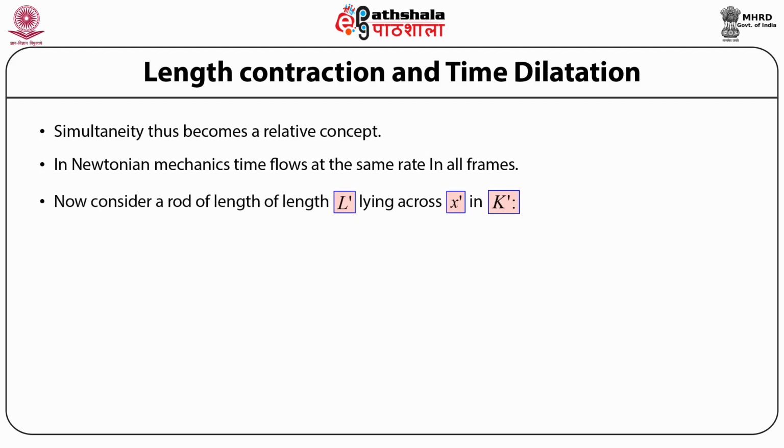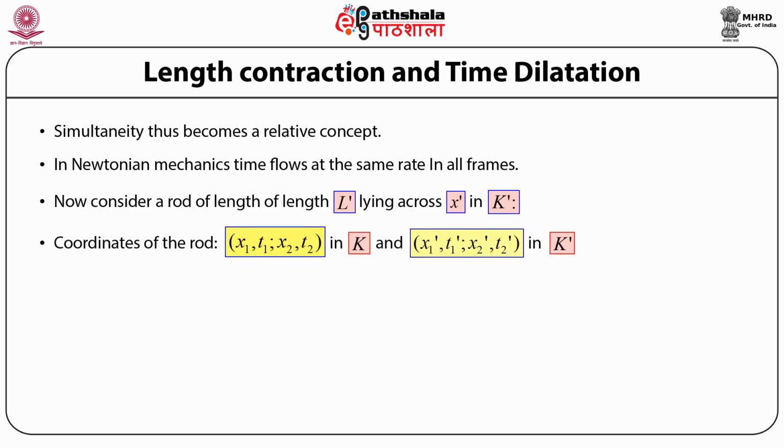So let us consider the length of the rod as being L prime lying across the x prime coordinate axis in the K prime frame of reference. Now the coordinates of the rod in the K frame of reference are given by x1, t1, that is the initial point, and x2, t2, that is the final point. In the K prime frame of reference, these two ends of the rod are defined by the coordinates x1 prime, t1 prime for the initial end, and x2 prime and t2 prime for the other end.